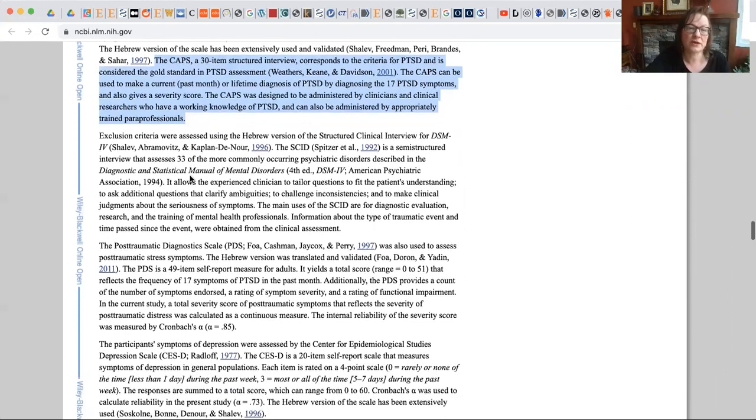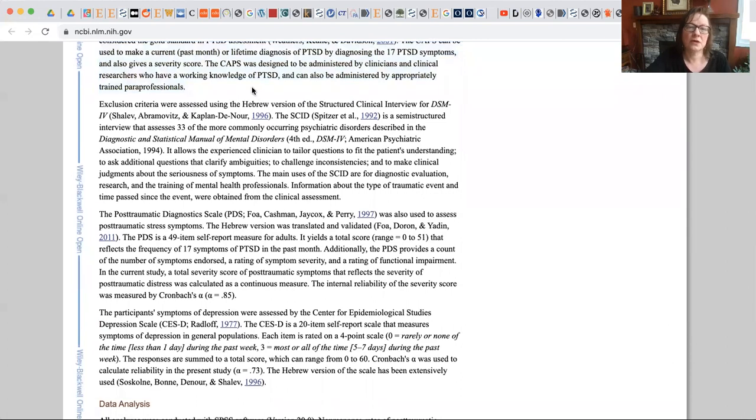Here's 3 more examples. So they use the Hebrew version of the structured clinical interview for DSM-4. We call that the SCID. And this actually helped them with inclusion criteria. So they gave everyone the SCID, and it talks about, well, what is the SCID? It's a semi-structured interview. It looks at this. All of this stuff is about what the SCID is. And you can feel free to pause this recording anytime and take a better look at what this is.